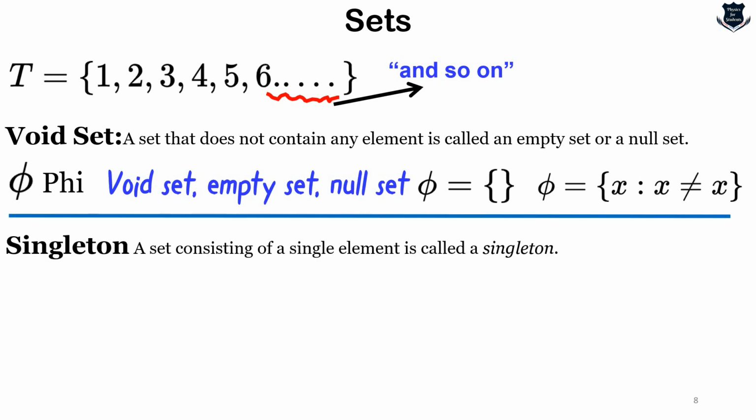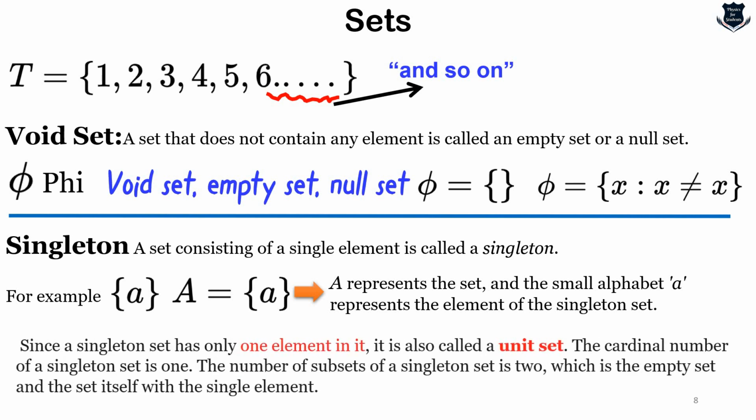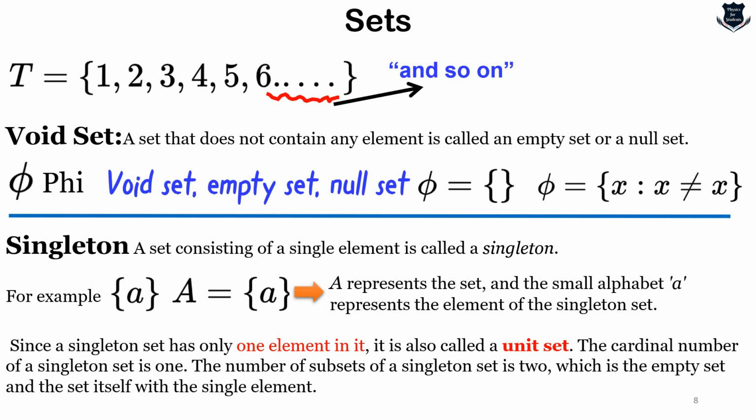Now we can also know that there is something which is called a singleton set, that is, a set consisting of a single element is called a singleton set. Now here is an example. For example, this one is also an example of a singleton set. So capital A represents the set, and the small letter a represents the element of the singleton set. Now here is something very unique, very important. Since a singleton set has only one element in it, it is also called a unit set. Single and unit, mostly they are quite similar to each other.